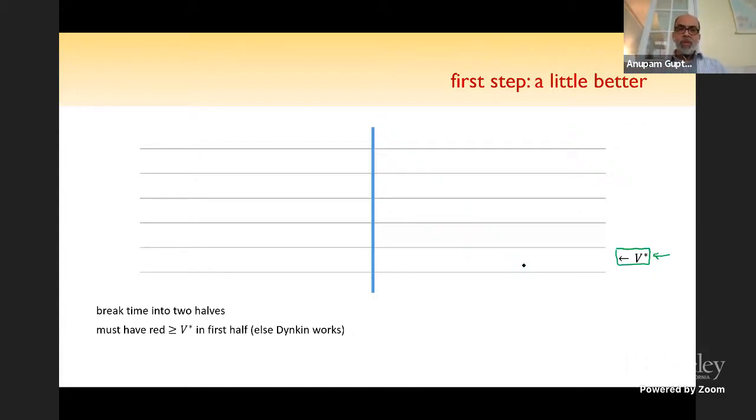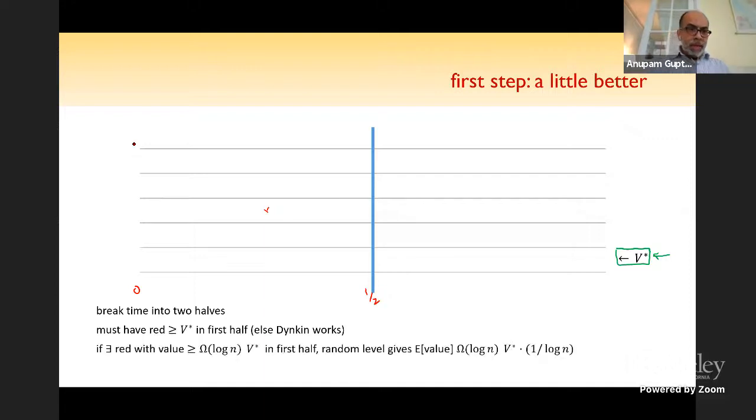Good. So now I'm saying, well, there must exist at least one red item in the first half that is bigger than V star, because otherwise the first half is behaving like a secretary problem without any red guys, or the red guys are low. So there must exist at least one red person on the left-hand side in the first half between time 0 and 1 half. There must also exist red guys on the right-hand side which are above V star. Now, this red guy can be anywhere.